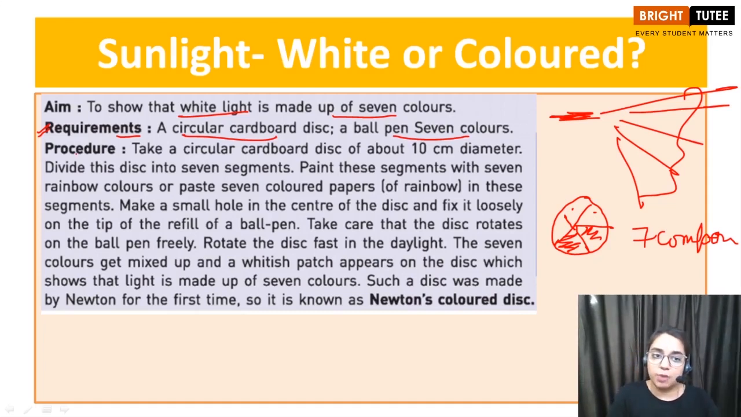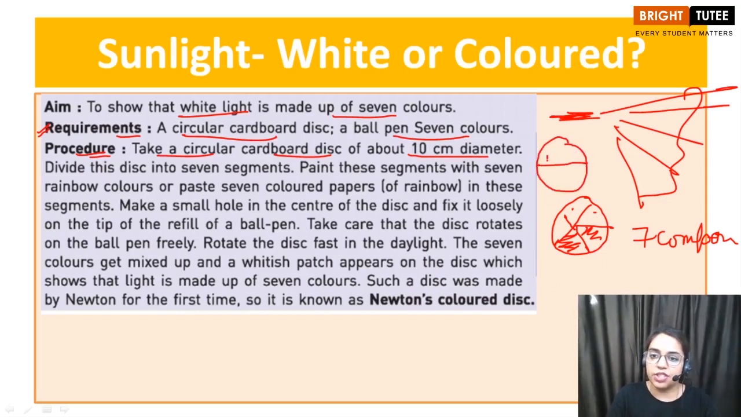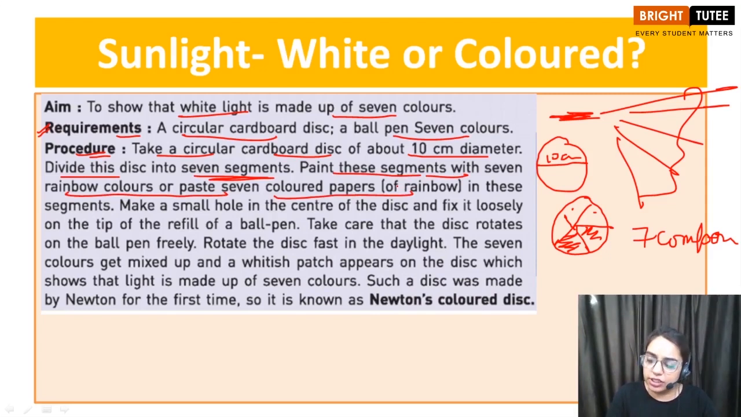Now we will discuss the procedure. You are going to take a circular cardboard of diameter 10 centimeter. This is the diameter, which is 10 centimeter. Now you have to divide this disc into 7 segments. Paint these segments with 7 rainbow colors or paste the 7 colored papers. You can do it either way. You can either paste these segments with the 7 colored papers, or you can use ball pens of 7 different colors and fill these segments with different colors.